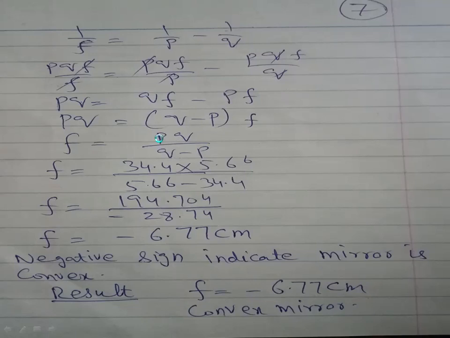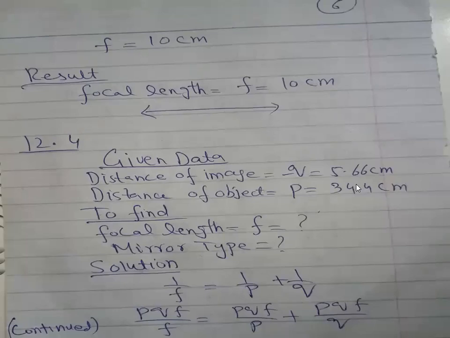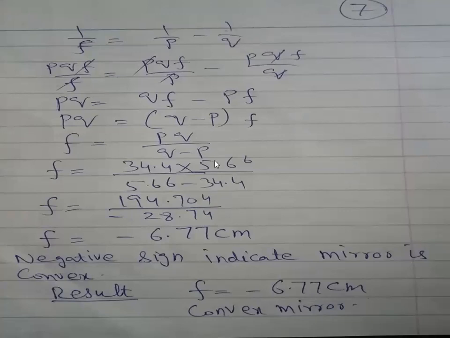Just put in the values. P is 34.4 and q is 5.66. So q, 5.66, minus p, 34.4. If you subtract this, you will get minus 28.74. If you divide 194.704 by minus 28.74, you will get minus 6.77.